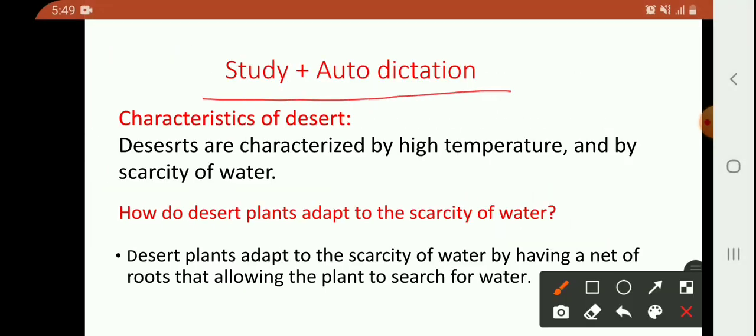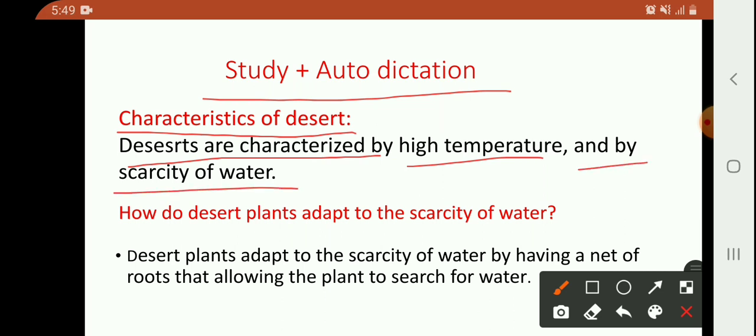Study plus auto dictation. Characteristics of desert. Deserts are characterized by high temperature and by scarcity of water, ارتفاع بدرجة الحرارة وندرة المياه.